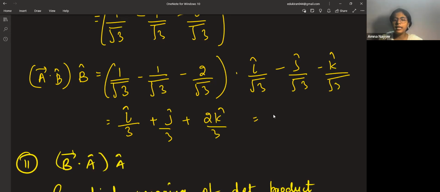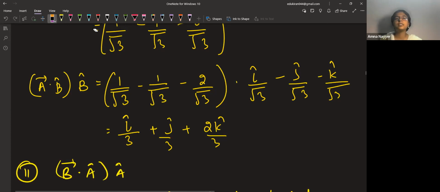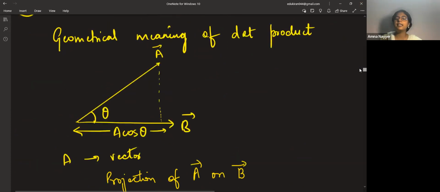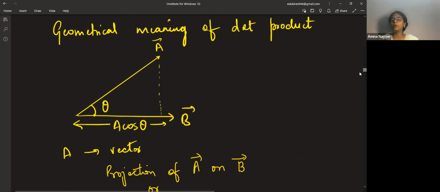So we can take 3 common, or we can leave our answer at this step also. So this is how this will be. Now, one last thing, when it says geometrical meaning of dot product. Geometrical meaning of dot product.